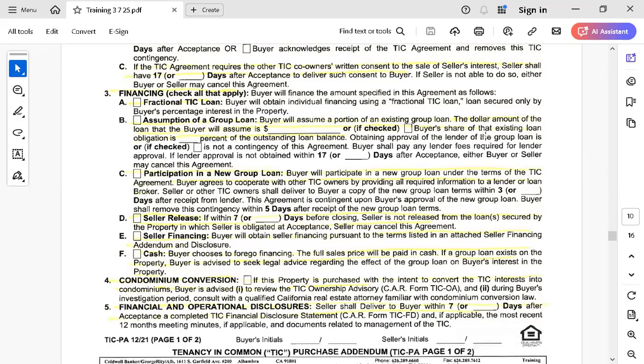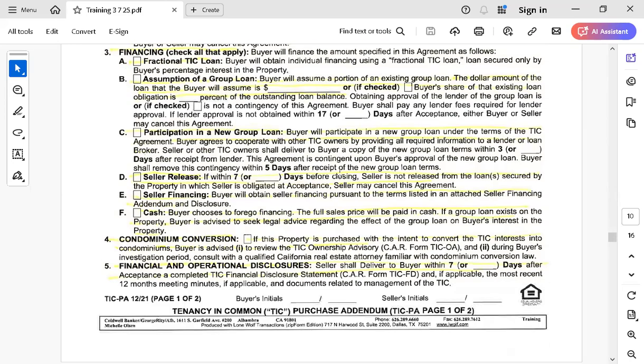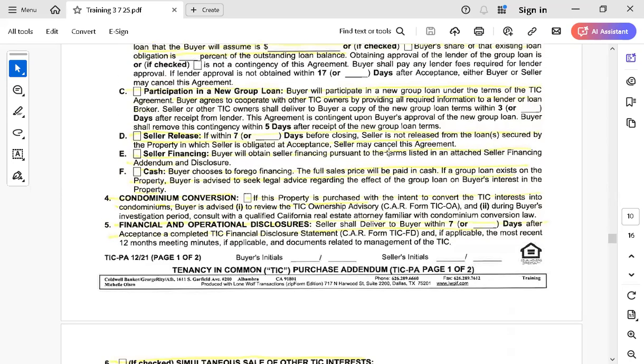Let me go over some financing. Check all that apply. If it's a fractional TIC loan, buyer will obtain individual financing using a fractional TIC loan. Again, I don't know any lenders that do that. If we are going to have some sales like this, I will certainly find some. So here's all the financing that you can check for the TIC.